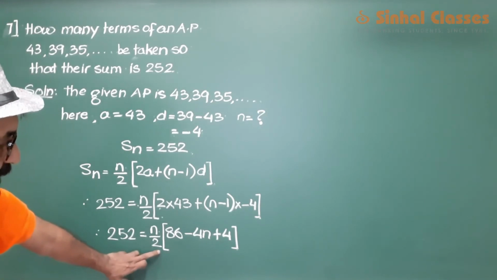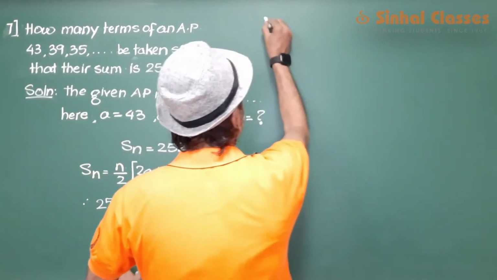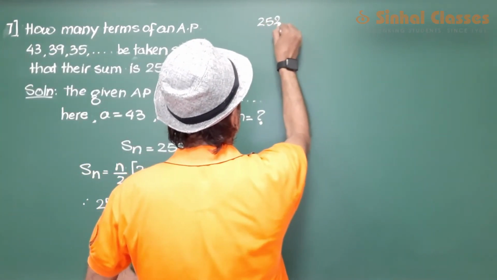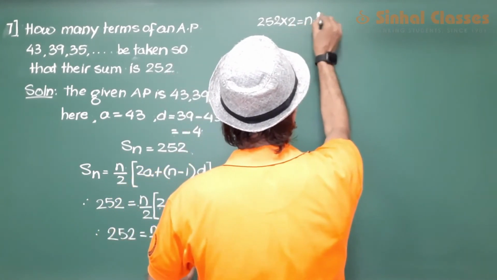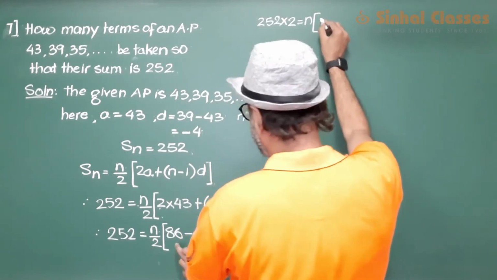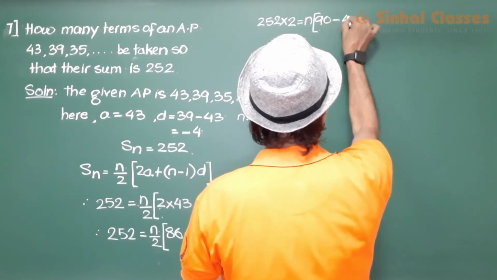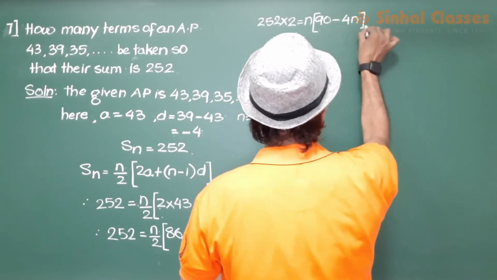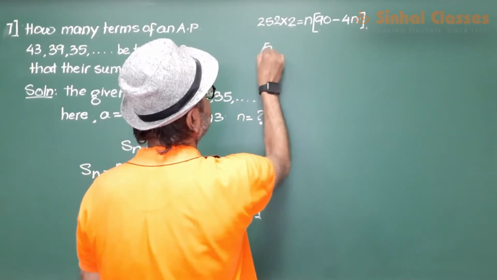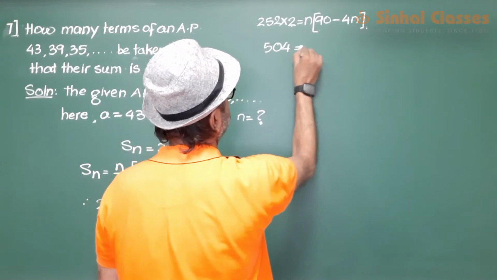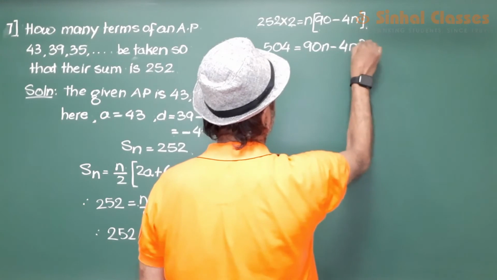Then let us transpose this 2 to this position. So 252 into 2 is equal to n, 86 plus 4, which is 90, minus 4n. Let us multiply this. This is 504 is equal to 90n minus 4n square.